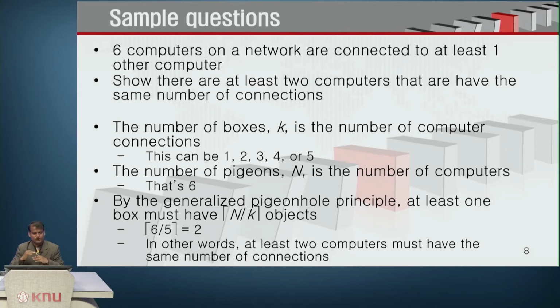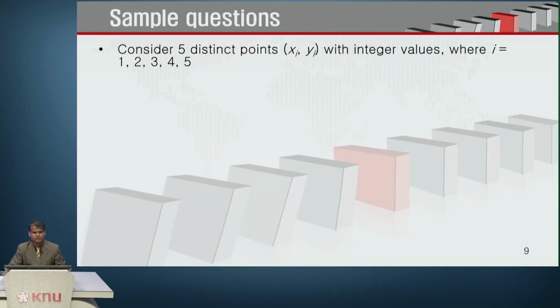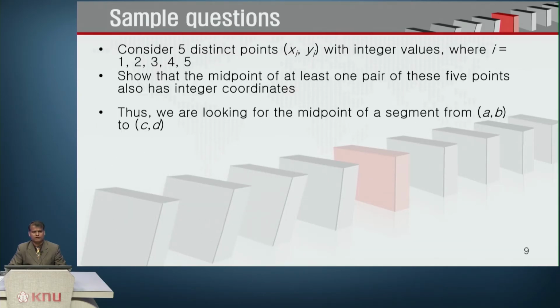So now we are zeroing in on this problem of pigeonhole. As we zero in, we move forward with different questions. Consider 5 distinct points (x_i, y_i) in the xy coordinate plane with integer values, where i varies from 1 to 5. Show that the midpoint of at least one pair of these 5 points also has integer coordinates.